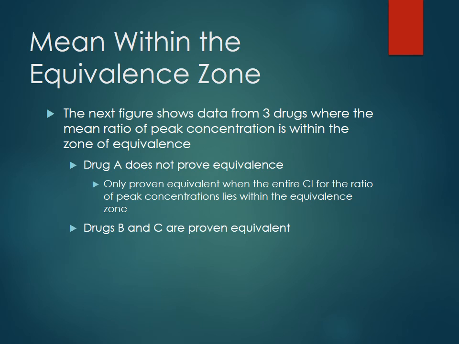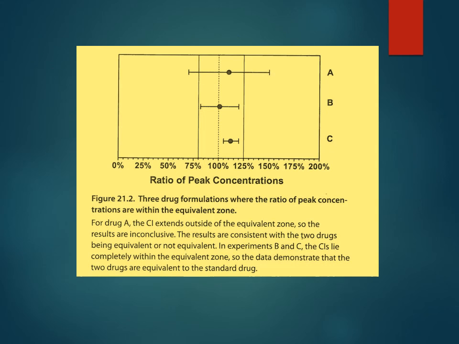So when we look at the next slide, we'll see the first three drugs we'll be looking at, where the mean ratio of peak concentration is within that zone of equivalence we saw there. And so we'll look at drug A that does not prove equivalence. And this is going to be based on the confidence intervals we'll see in a second. But drug B and C are going to be equivalent.